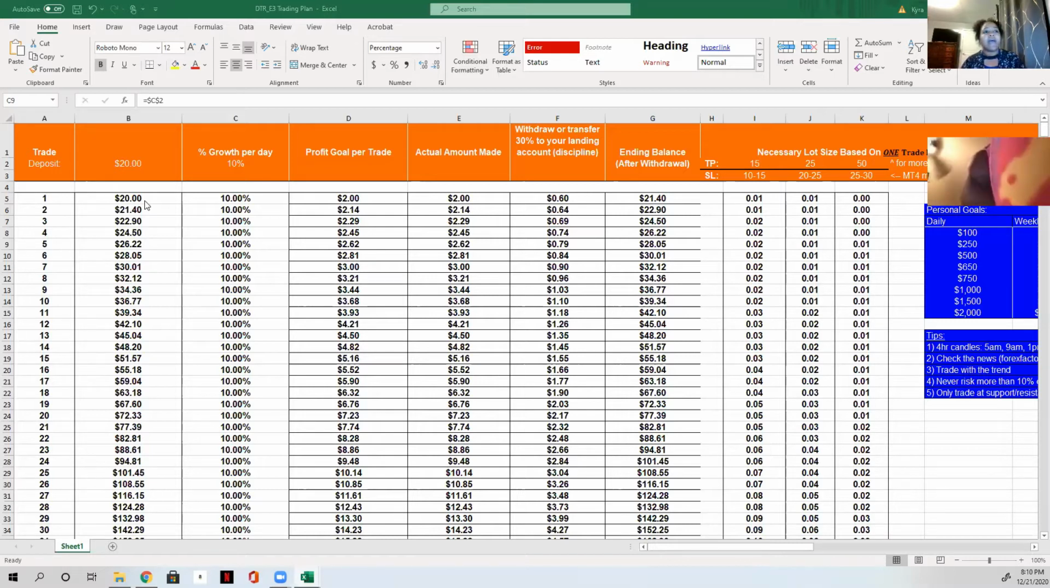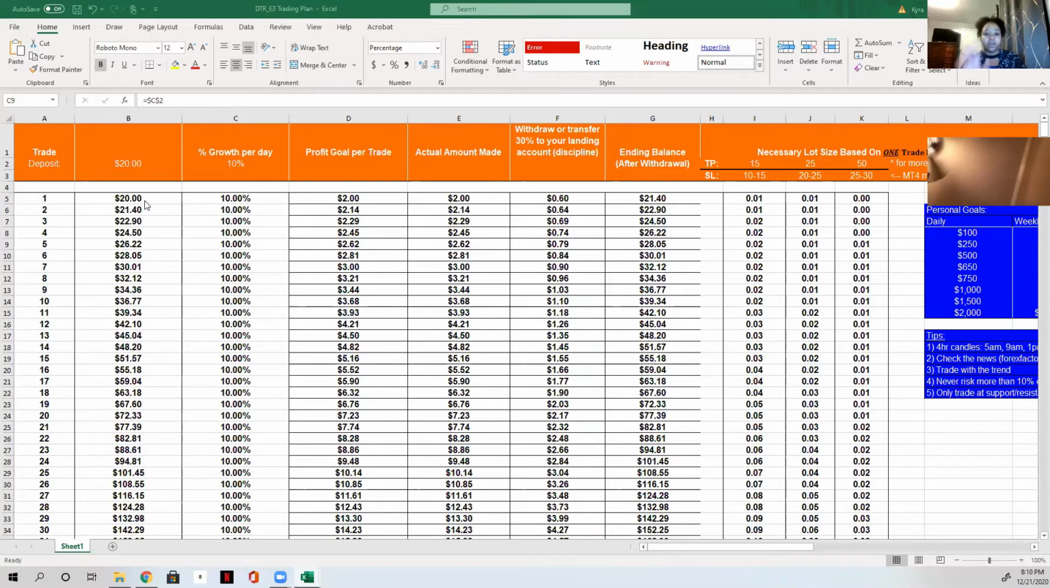So let's say we have a $20 account. We take a 0.01 lot. Obviously, if it's a 20 pip TP, we're probably looking at about a $2 trade, right? Depending on when we got in the trade, might be a little bit more, a little bit less. If it's a 50 pip, again at the lowest, probably about a $5 trade, depending on where we get in, where we get out.